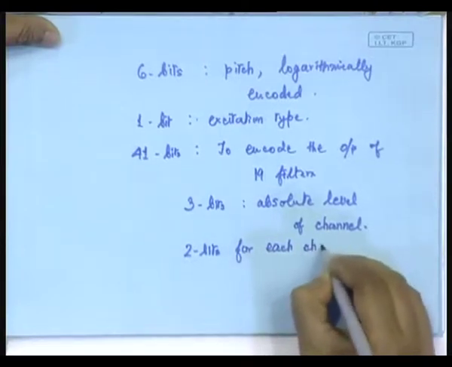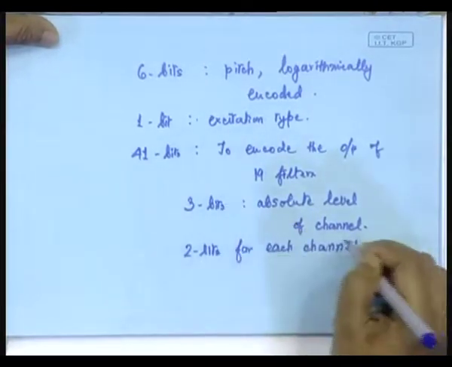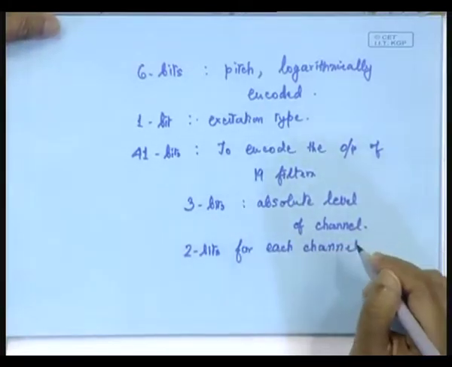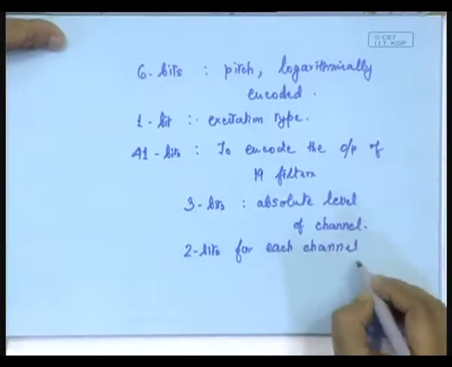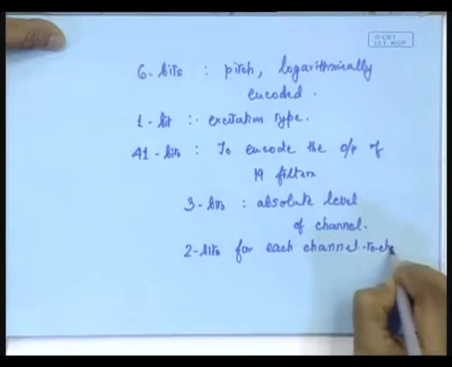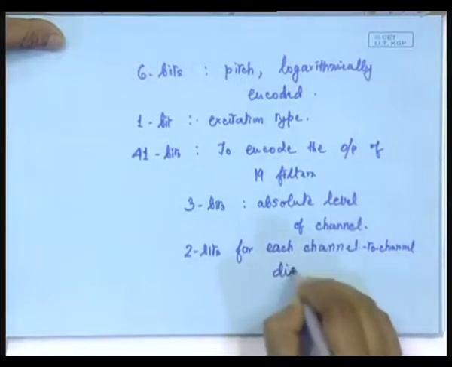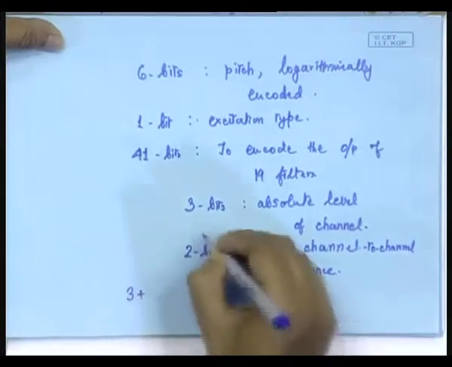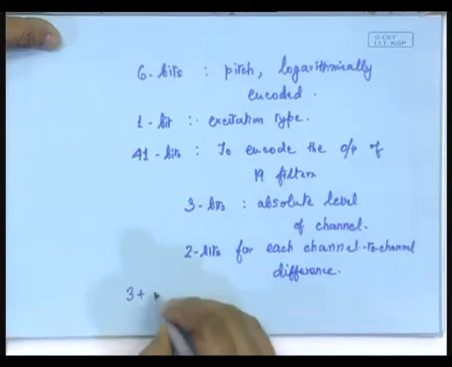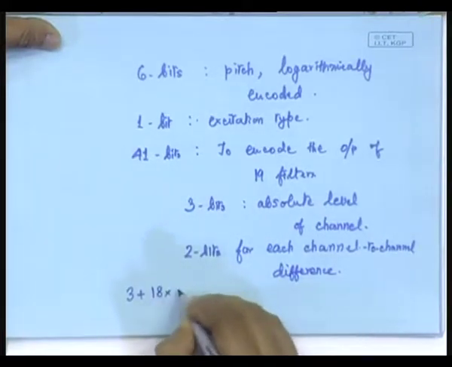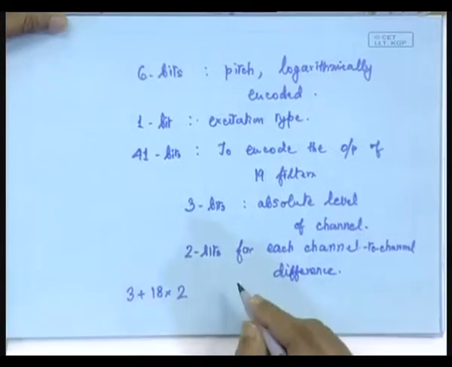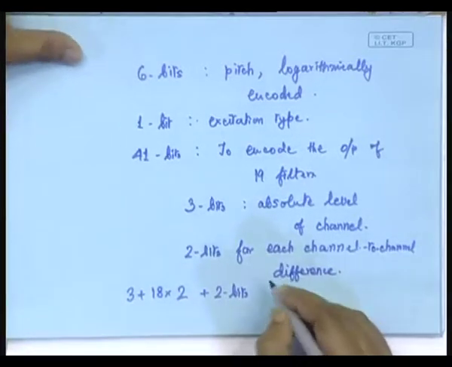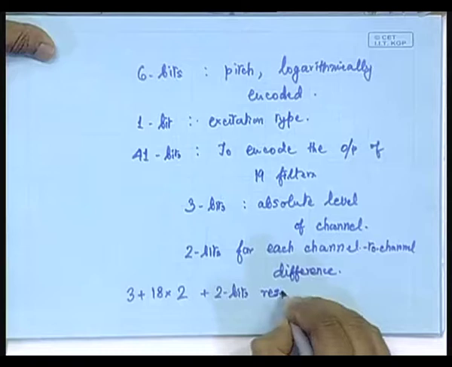And how many such channels are to be encoded? We have already encoded channel number 1. So, that requires 3 bits, and then for the remaining 18 channels, 2 bits for each channel to channel difference. So, what we have is 3 plus 18 into 2, which is 36, plus 3 is 39, and we reserve 2 bits for signaling or monitoring. So, 2 bits are reserved for signaling.